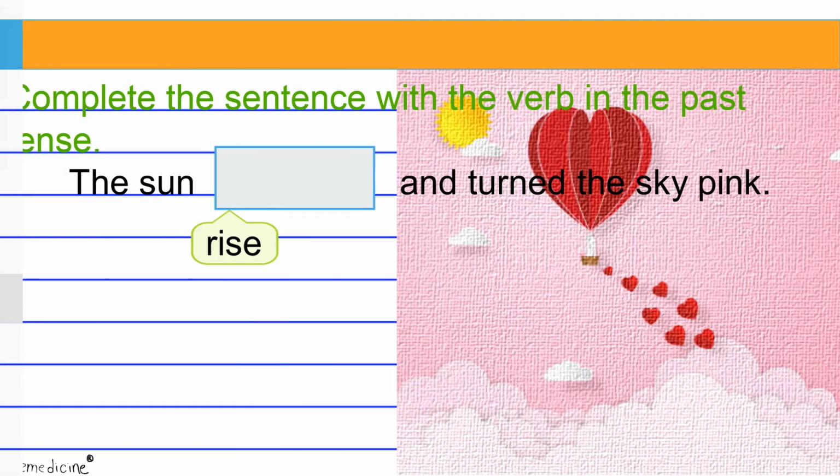All right, back to our original question, and now for the solution. Rose is the simple past tense verb form of rise. This is an irregular verb form, so you'll have to commit it to memory.